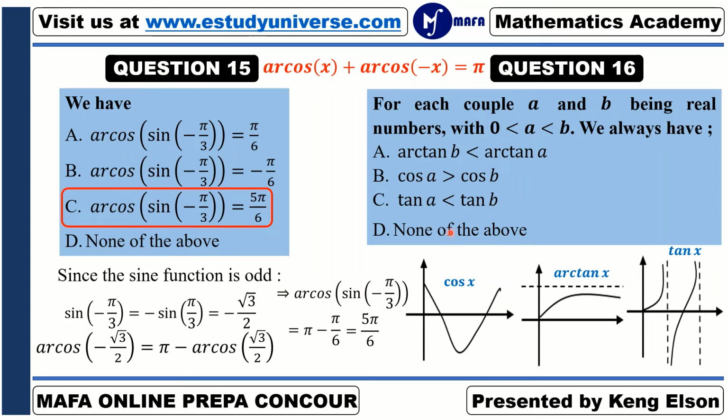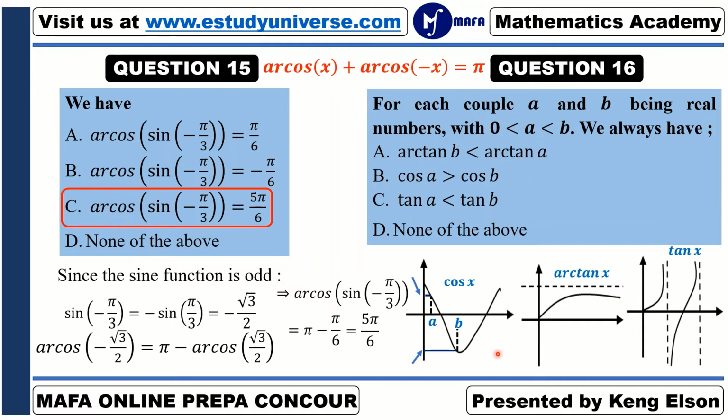Let us analyze, beginning with cos x. If A is less than B, does it mean that cos A is greater than cos B? Let us see if that is true. I pick A to be here and B to be there. Cos A is a positive value and cos B is a negative value. It therefore means that cos A will be greater than cos B.